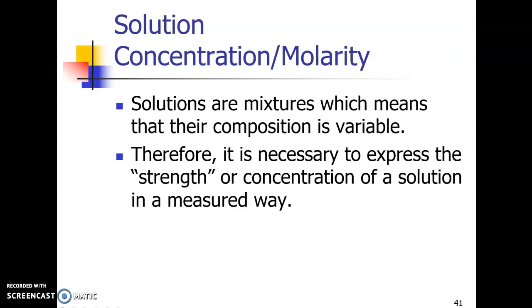Hello chemistry students. In this video I'm going to go over solution concentration and molarity. So solutions are mixtures, which means that they have variable compositions, and that makes it necessary for us to express the strength or the concentration in some kind of measured way that we can put a numerical quantity on, and that's what this presentation is going to be all about.